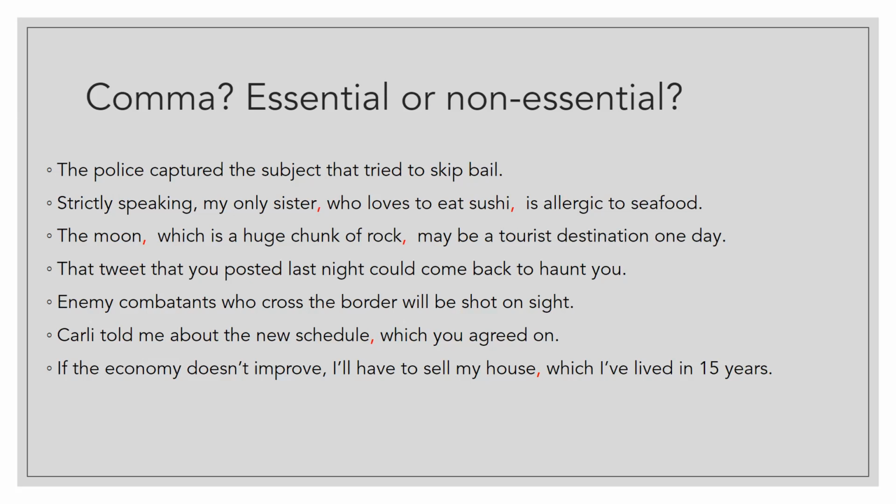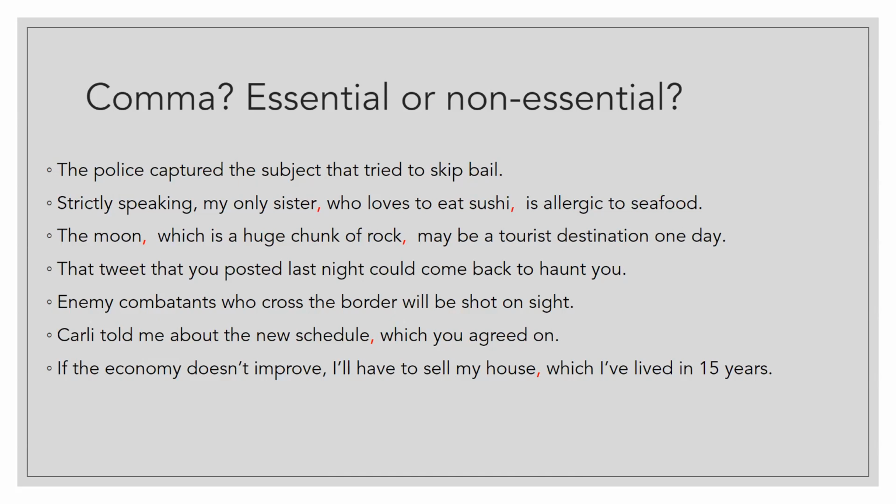The moon, there's only one moon. If I'm talking about the moon, you know which moon I'm talking about, so I don't need an adjective clause to describe or identify the moon. So that's just extra information. I put some commas around it.